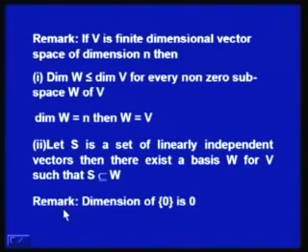The next remark is, the dimension of a vector space consisting of only the null vector is 0, because this space has only the 0 vector. So, the 0 vector is always linearly dependent. So, we will have its dimension as 0.